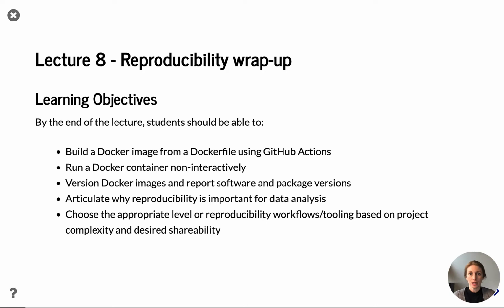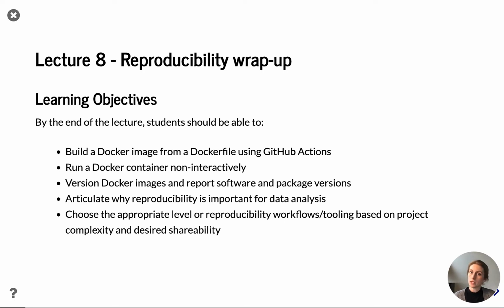Here are the learning objectives for this lecture. By the end of this lecture, you should be able to build a Docker image from a Dockerfile on GitHub Actions. You should be able to run a Docker container non-interactively to run some software like a makefile. You should be able to version Docker images and report the software and package versions.